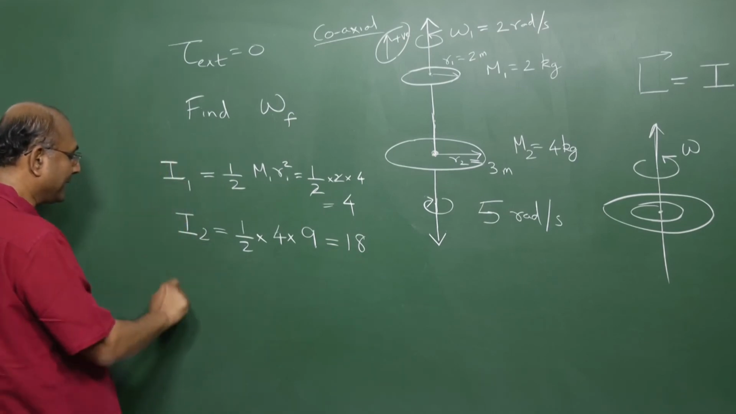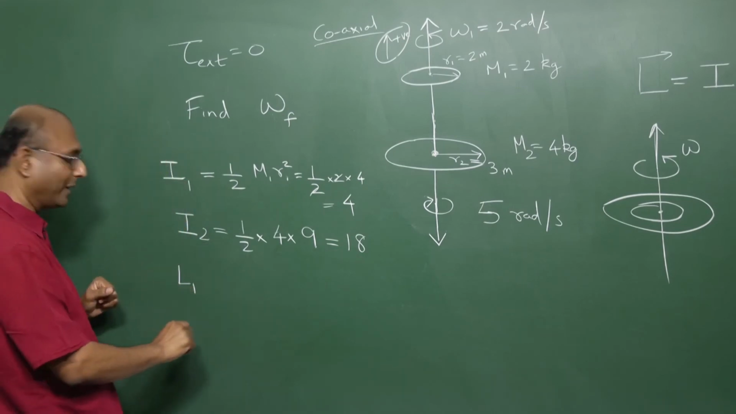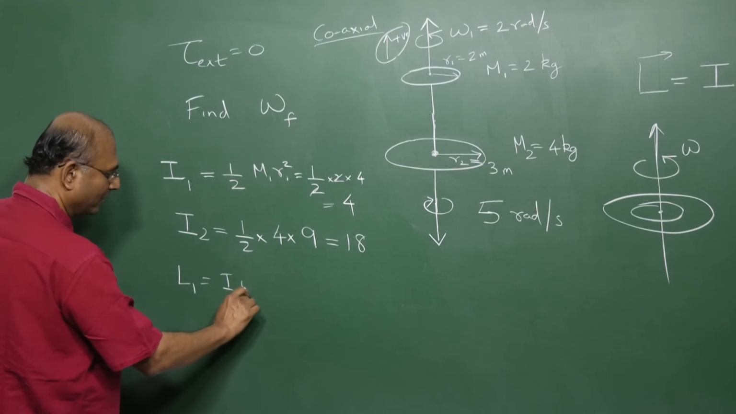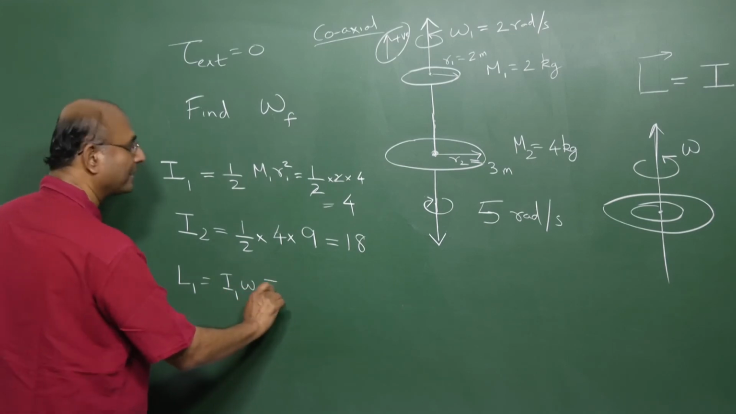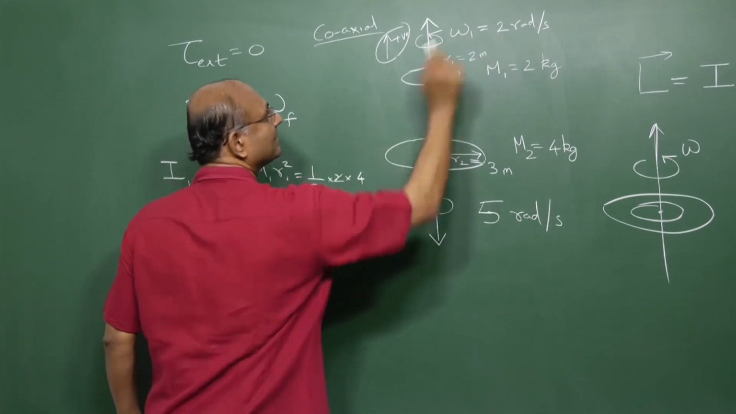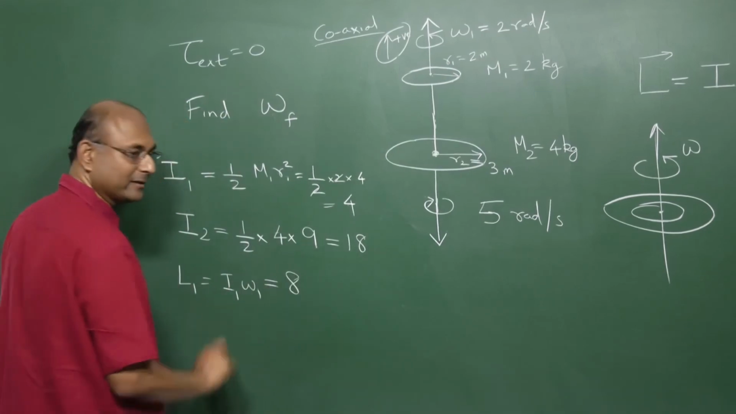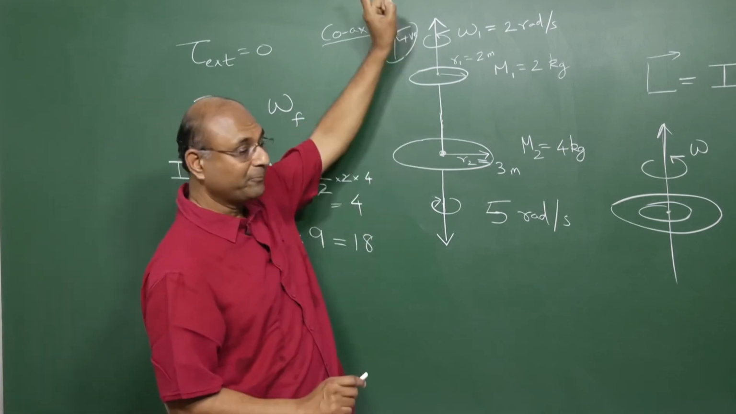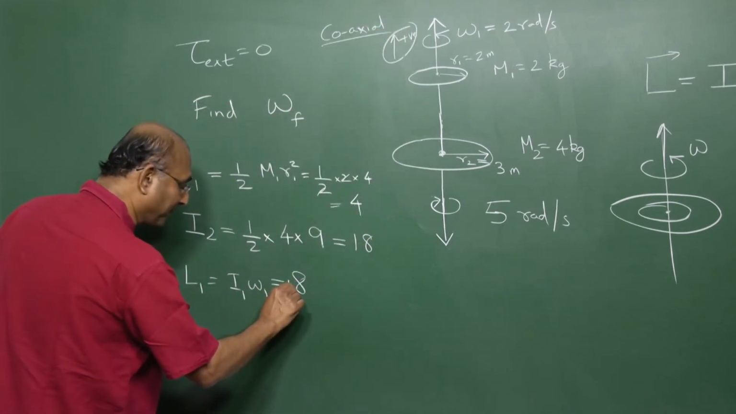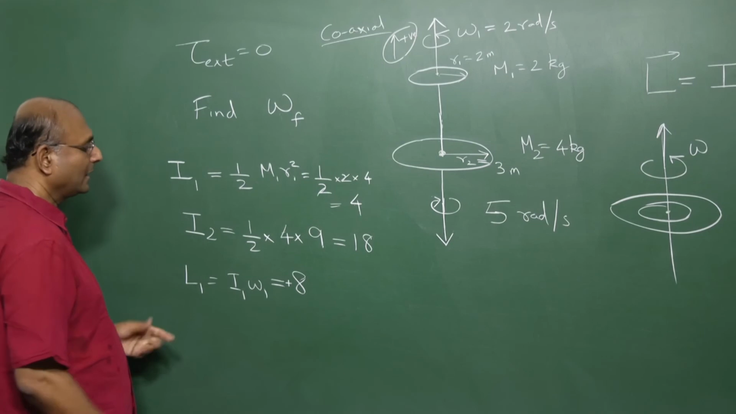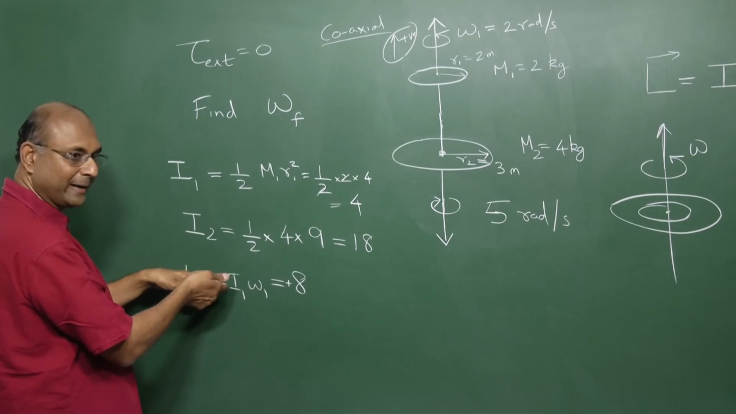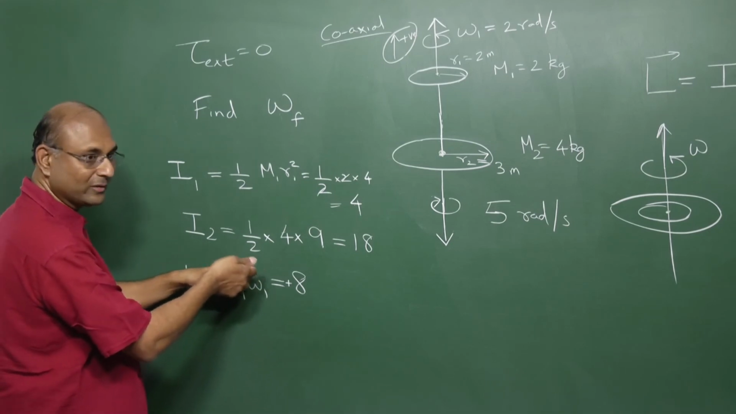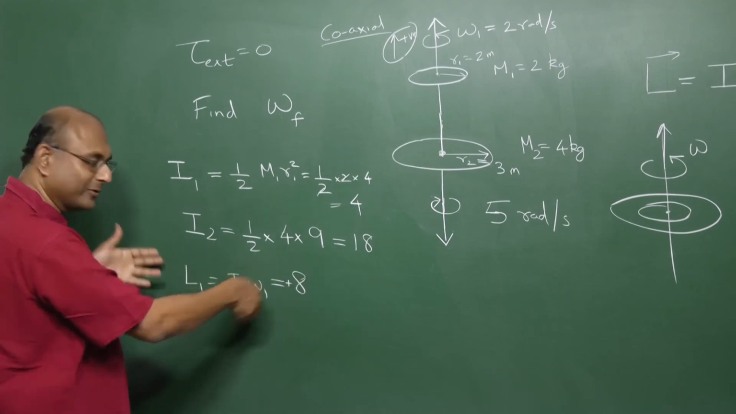What is the angular momentum 1? I1 omega 1. How much is that? That is 4 times 2, 8. Plus or minus? Well, it is pointing upwards, so it is plus. So this is plus 8. If you want units, you can say kilogram meter square into radians per second. I am not writing the units, it's SI units.